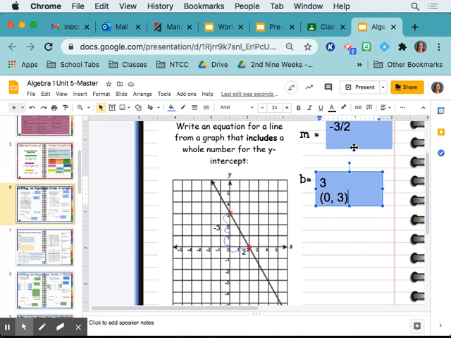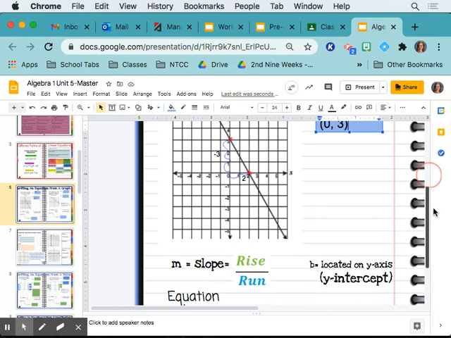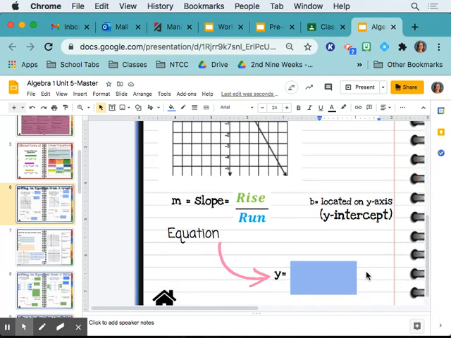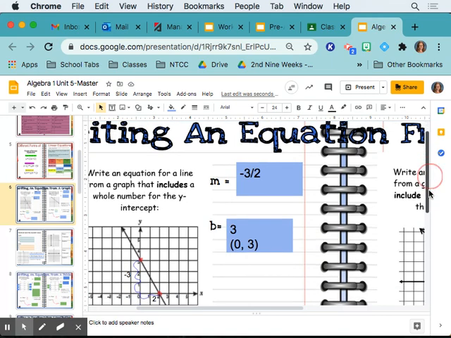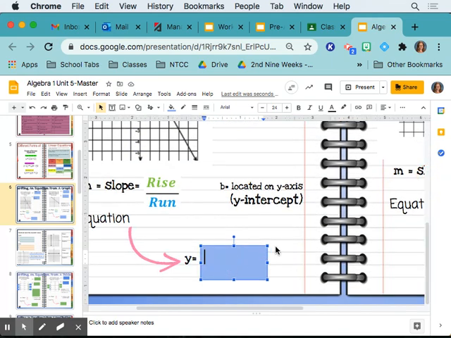Okay, so we have our slope and we have our y-intercept. So what form can we write our equation in? Y equals mx plus b. So down here at the bottom, we'll write that. Y equals mx plus b. So y equals -3 over 2x plus 3. That is our equation.